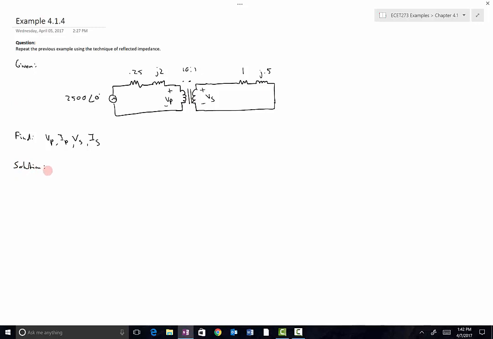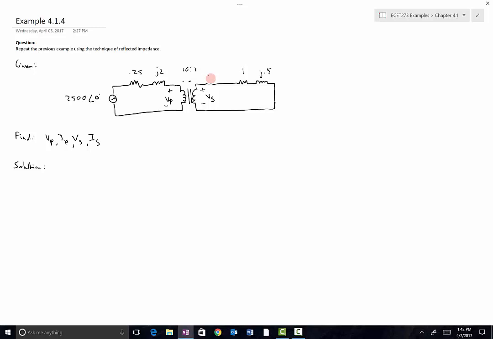The technique of reflected impedance is that we can take anything on the secondary side and move it to the primary side just by multiplying by the appropriate turns ratio. For voltages and currents, we multiply by NP over NS, and for impedances, we multiply by the square of the turns ratio. We can go the other direction too. It's not commonly used, but you can move things from the primary side to the secondary side, again by the turns ratio. And this example will demonstrate how to do that.